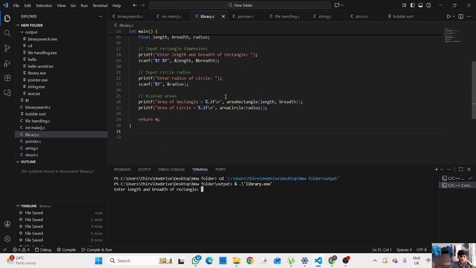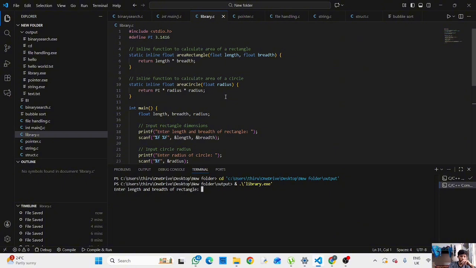Next, the second program. First we include the standard input output library. It defines a macro constant named PI. Whenever the compiler sees PI, it replaces it with 3.14.